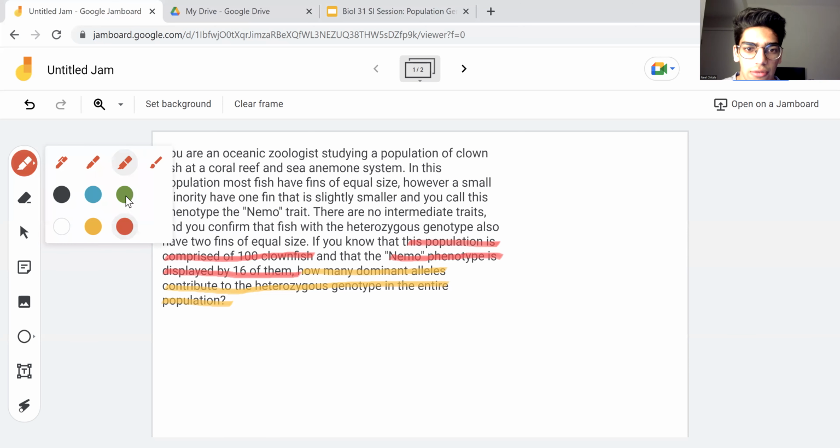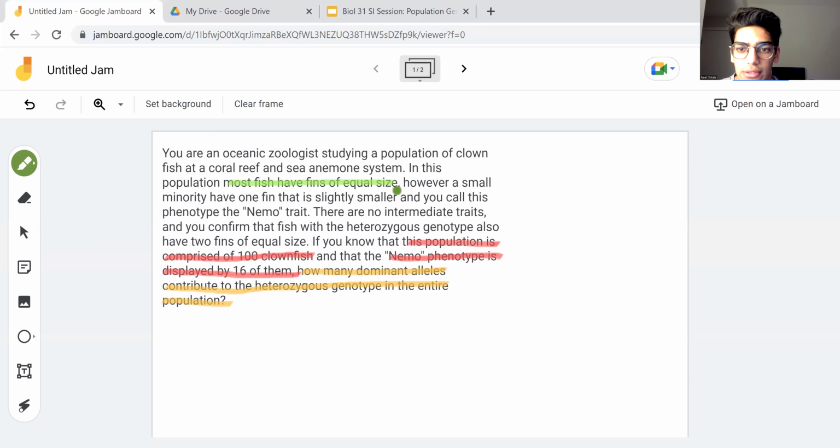Also, maybe some other pieces of information that are important to note but are not necessarily numerical and might help you create a framework for solving this Hardy-Weinberg equilibrium problem is that most fish have fins of equal size. So that sounds like the dominant genotype, fins of equal size. And a small minority have one fin that is slightly smaller. And you call this phenotype the Nemo trait.